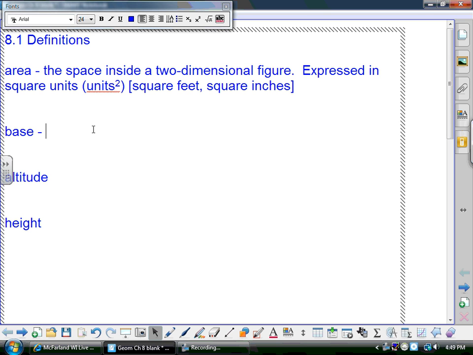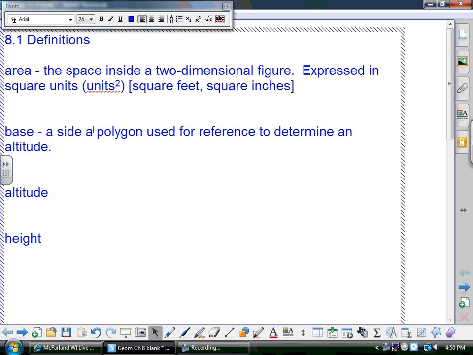The base of a shape is a side of a polygon used for reference to determine an altitude. A base can be any side. It does not always have to be the bottom of the shape.